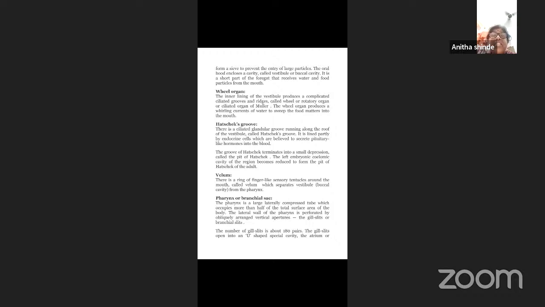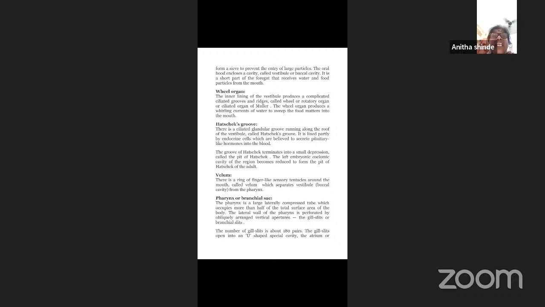Now the inner lining of the vestibule consists of a complicated ciliated groove and ridges called the velar organ or the rotatory organ or the ciliated organ. Now this has been named by Müller. So that is why it is called the ciliated organ or the velar organ of Müller. Now this velar organ produces a whirling current of water to sweep the food matter into the mouth. So the presence of this velar organ will sweep the food particles along with the water and allow them to enter into the mouth. So that is the main function of this particular velar organ.